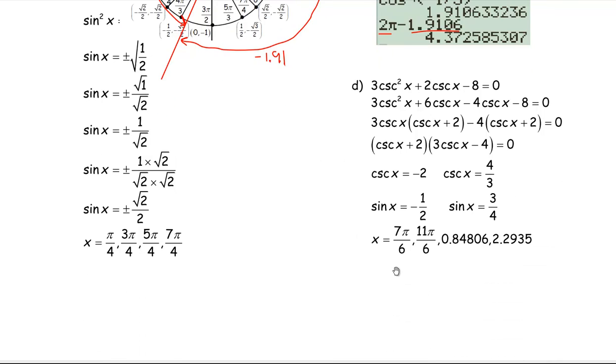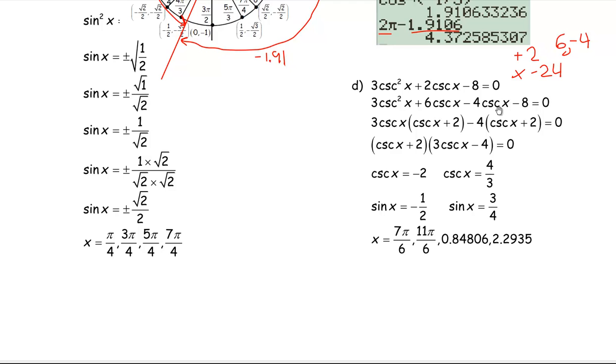For question D, 3 cosecant squared x plus 2 cosecant x minus 8 equals 0. More quadratic type factoring. I want to find two numbers that add to that 2 from the middle cosecant, and that multiply to 3 times negative 8, which is negative 24. And so those numbers would be 6 and negative 4. So this is actually factoring by decomposition here. I'm decomposing the 2 cosecant x into 6 cosecant x minus 4 cosecant x.